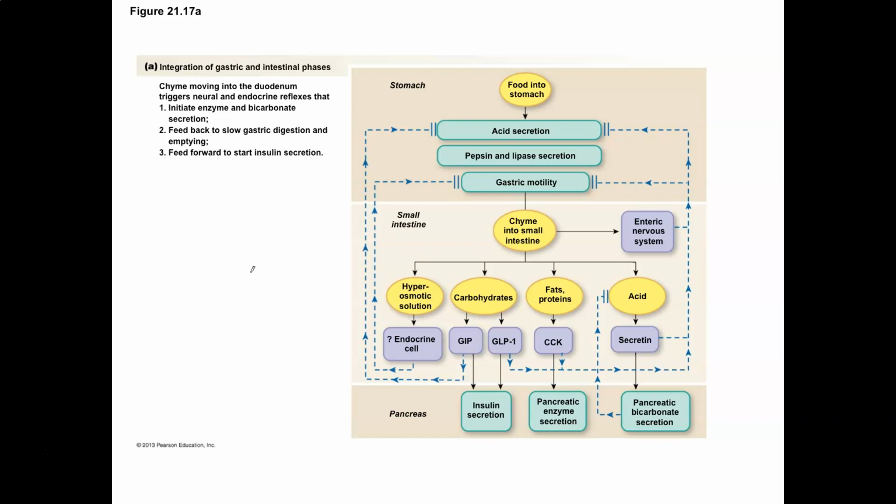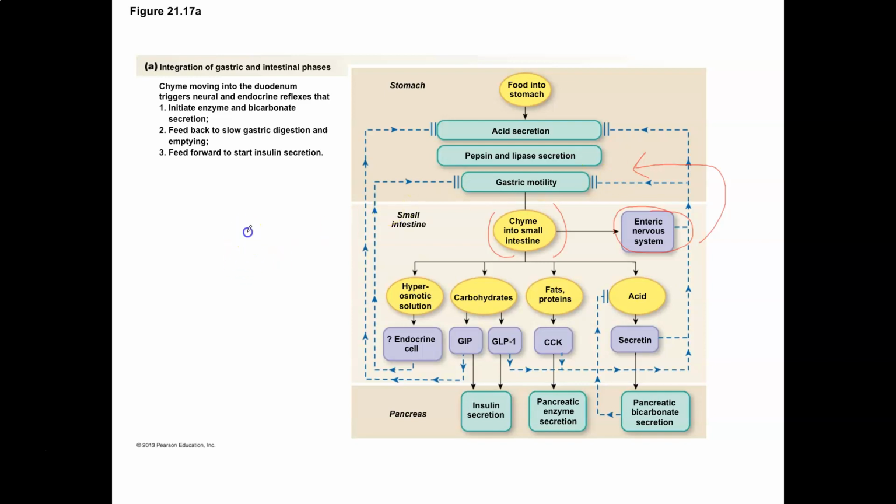So for example, when chyme enters into the small intestine, we're going to have the nervous system feeding back. So the nervous system, the enteric nervous system. Right? So as chyme enters into the small intestine, the enteric nervous system is going to feed back. It's going to go back and inhibit gastric motility. It's going to slow down the stomach and give the intestine time to process what has entered into it.